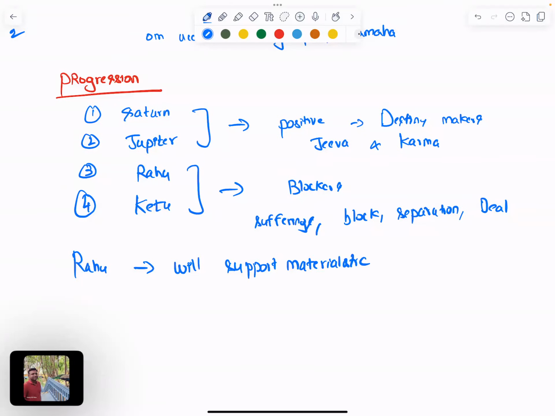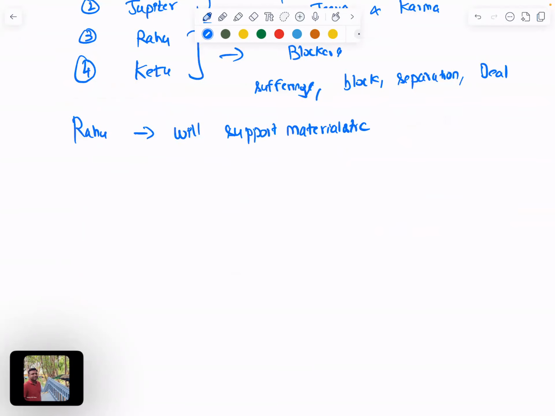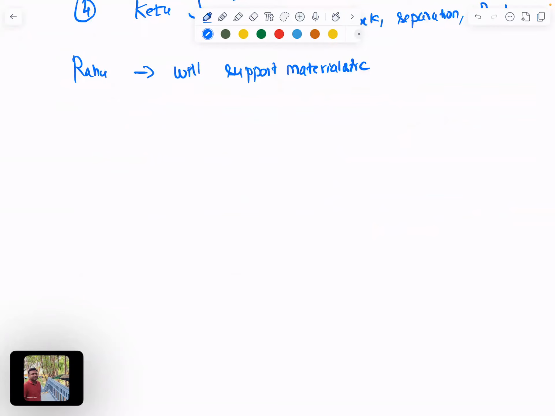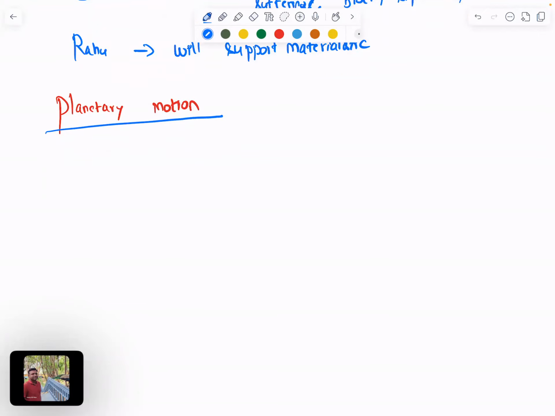So before we go into how each progression works out everything, we have to understand something called as planetary motion. I will not go very deep into this planetary motion because then we may get lost in covering the progression. But I'll definitely help you all to understand what are the different kinds of motions we are having. Because that is very, very essential. At least this basic knowledge we should have.